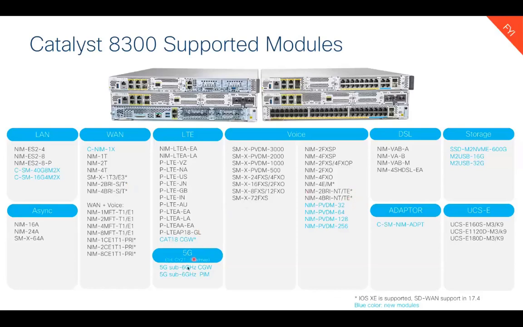And the 5G PIDs highlighted here that come under the LTE category are part of the roadmap. The black highlighted modules listed on this page are the modules that are currently supported on ISR 4K and are now compatible with Catalyst 8300 series platforms.